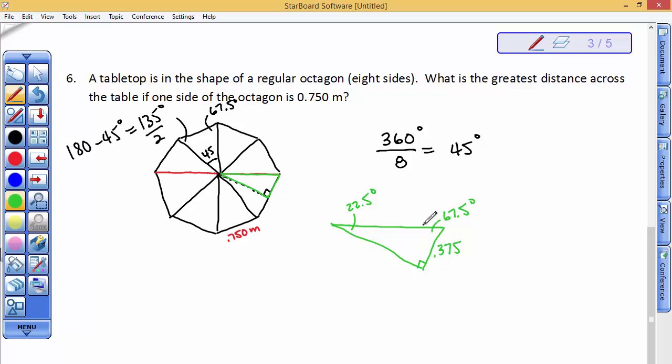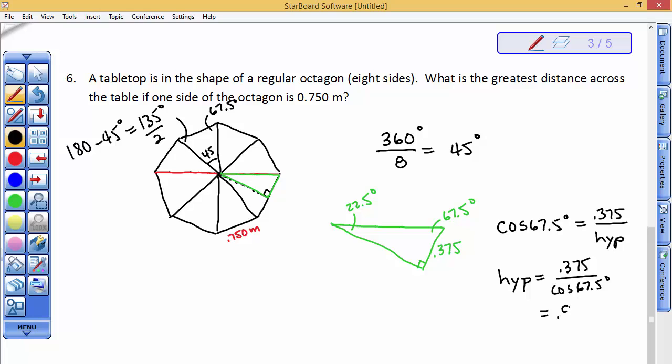It doesn't matter which angle I use. I chose to use cosine, so I used the 67.5-degree angle. You have to be careful here. I'm going to say that the cosine of 67.5 degrees is equal to the side adjacent to it divided by the hypotenuse. So to find the hypotenuse, you type in your calculator 0.375 divided by the cosine of 67.5.